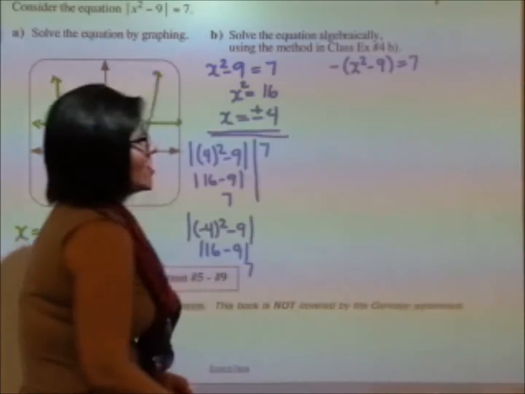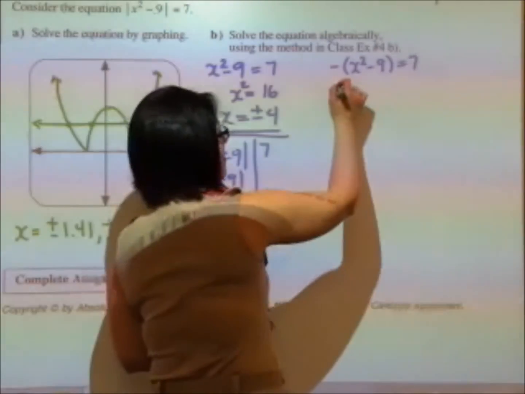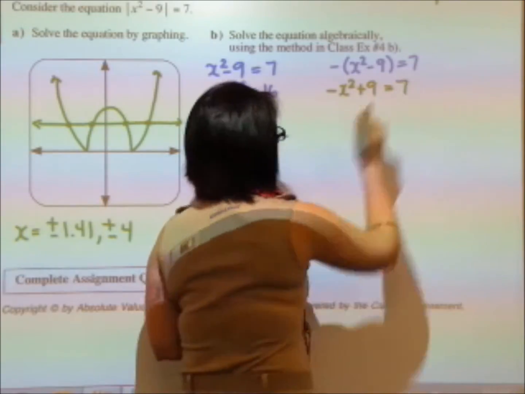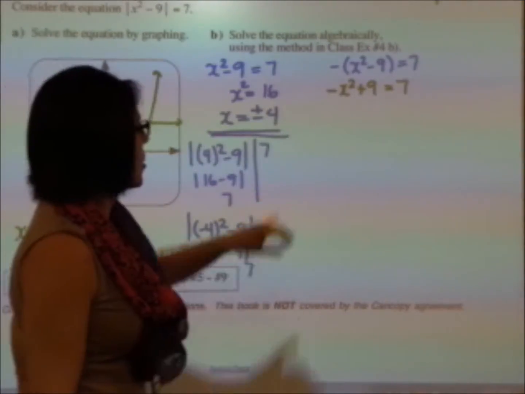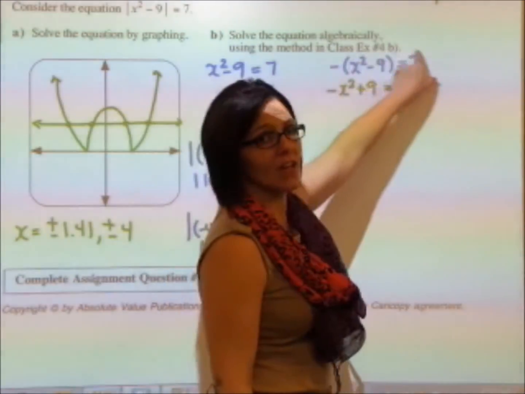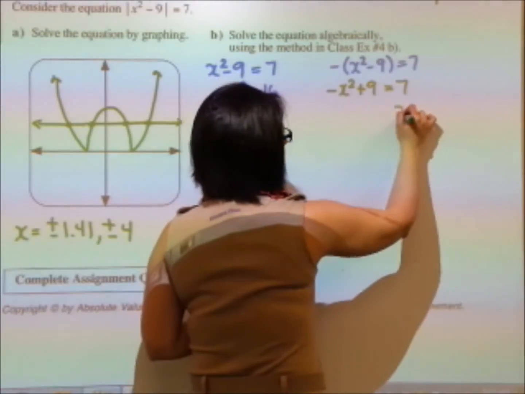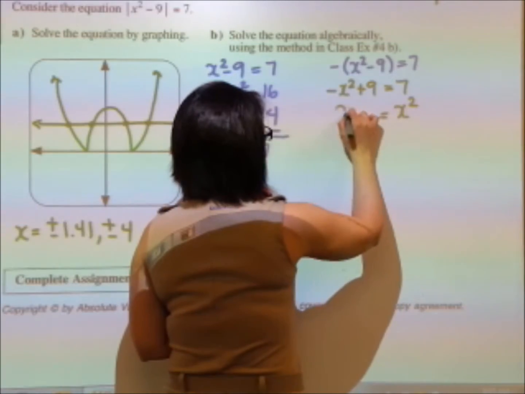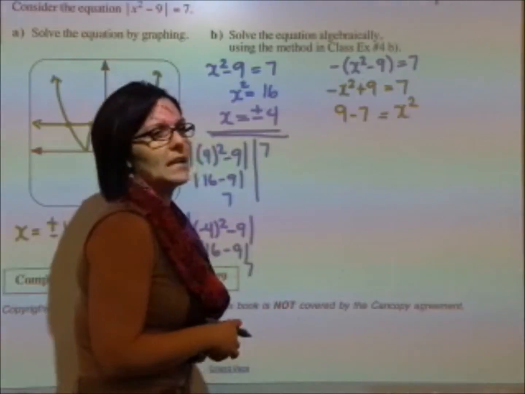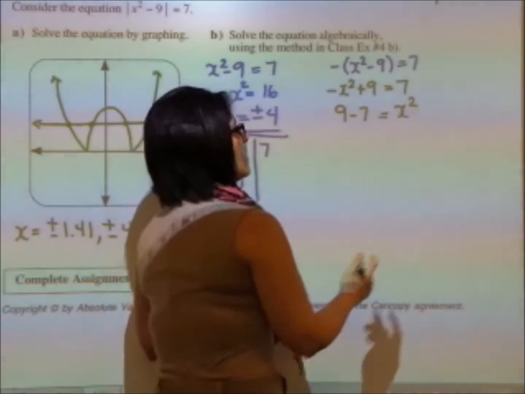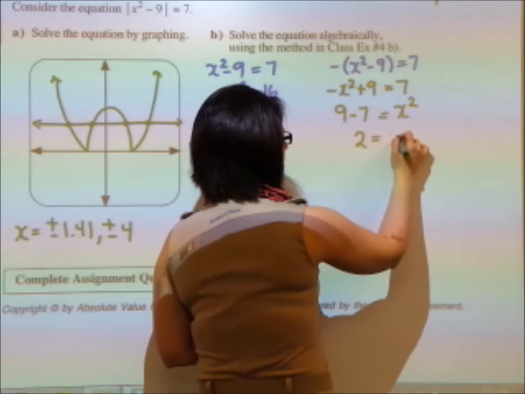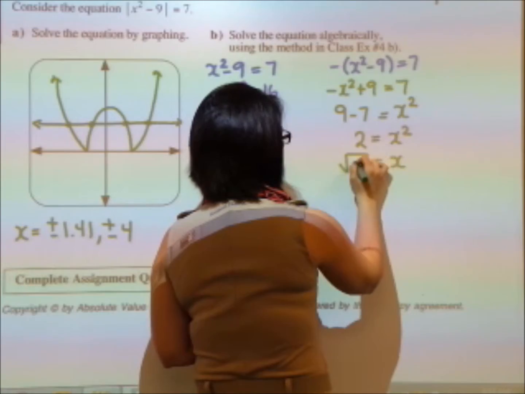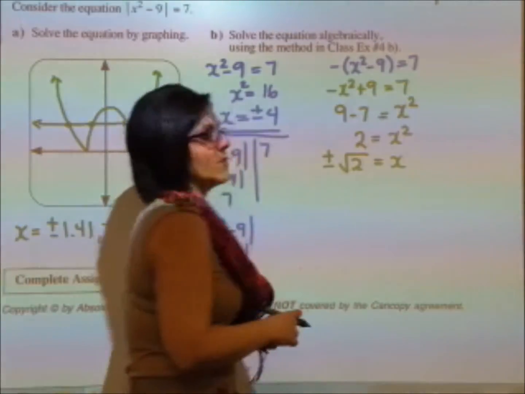If I look at the other equation, I get negative x squared plus 9 equals 7. So what I'm going to do is move my negative x squared to the other side of the equation, which would make it positive, and then I'll move my 7 over, which would make it negative. So I get 9 minus 7, which is 2, and I get x equals positive and negative square root of 2.